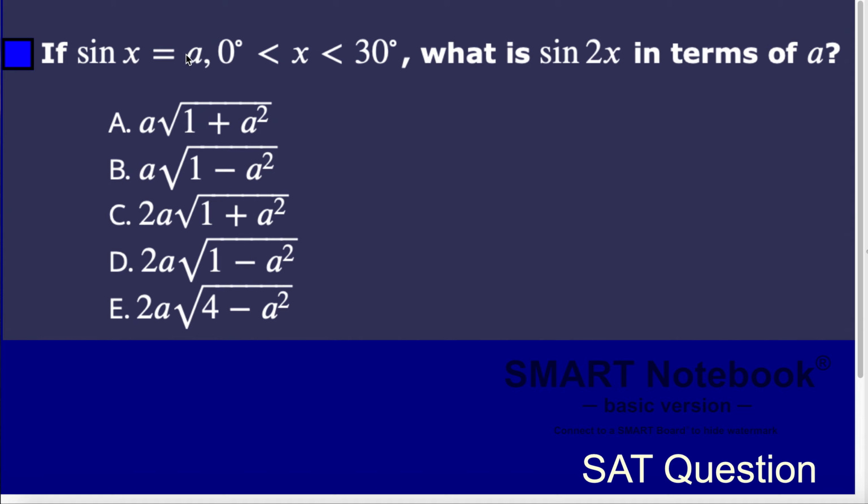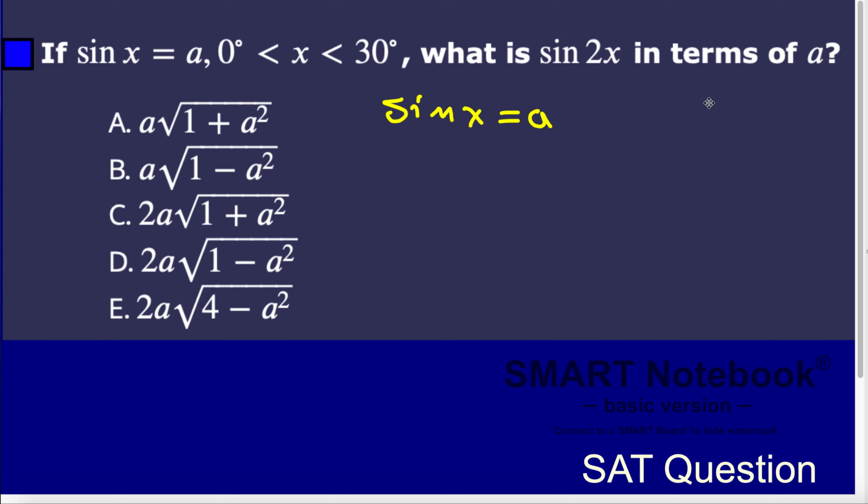If sine x is equal to a, and x is between 0 and 30 degrees, what is sine 2x in terms of a? Let me rewrite it here again. So sine x we already know is equal to a from the given.